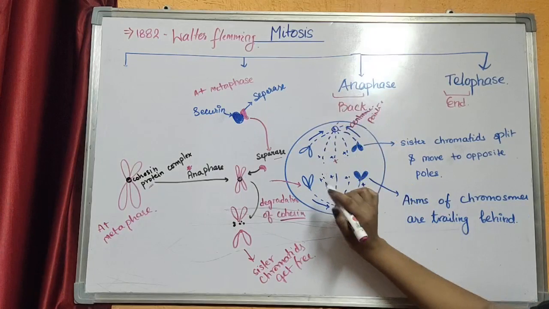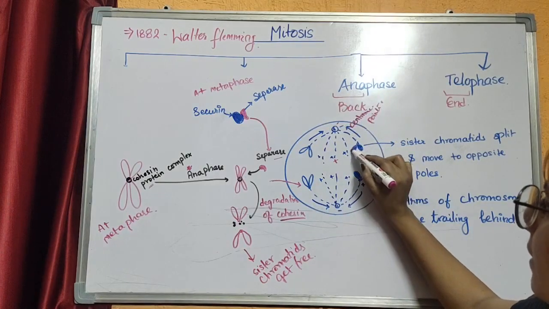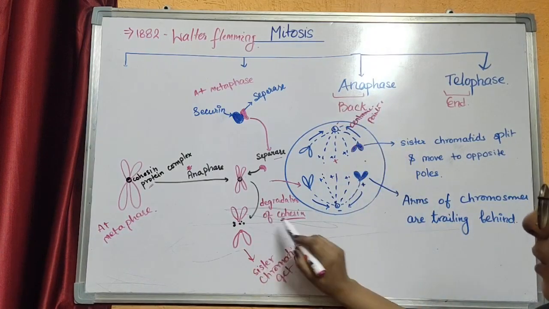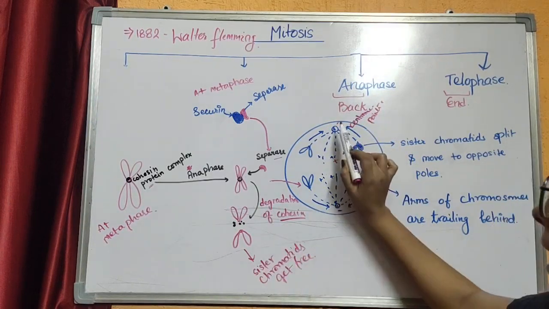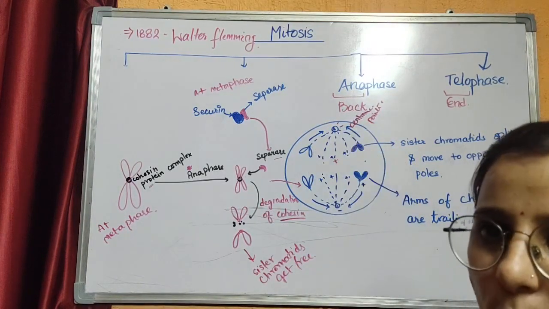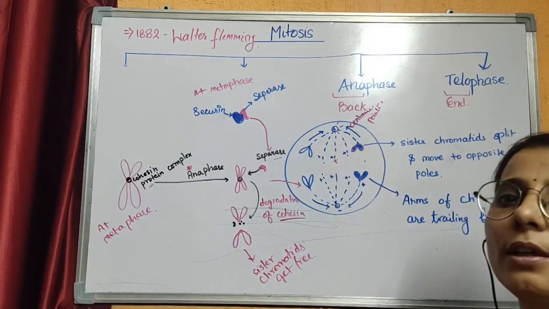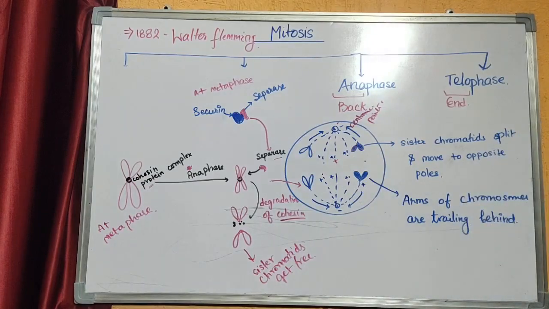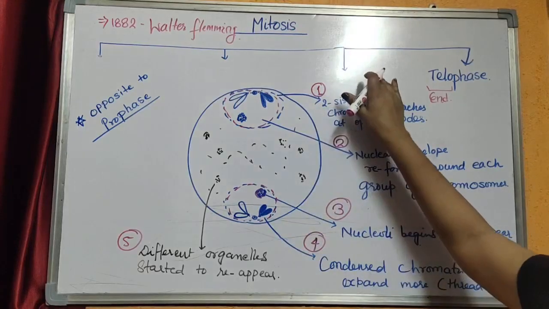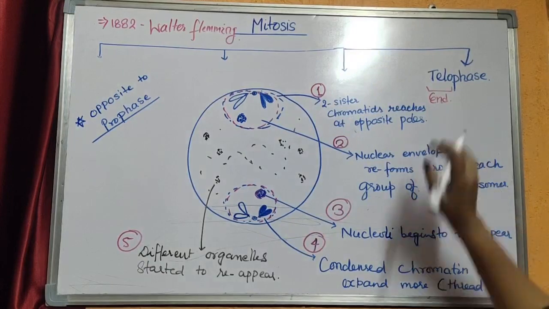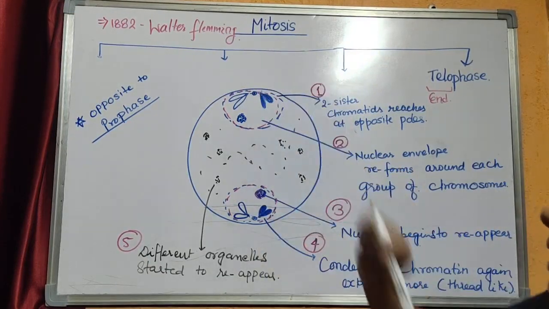Thus at anaphase the sister chromatids get separated due to the degradation of cohesin and they move to two opposite poles due to shortening of the microtubular proteins. Now the last phase is the telophase, and it is also called the end phase of mitosis.